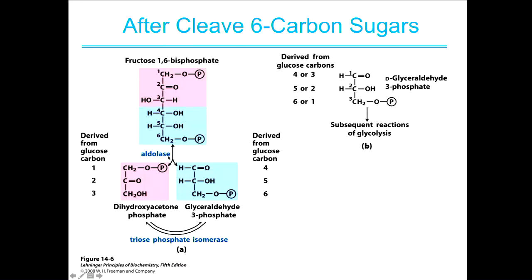And aldolase, again, is going to chop right down the middle, okay? And you get your dihydroxyacetone phosphate, you get your glyceraldehyde 3-phosphate. The triose phosphate isomerase can convert them one to the other.